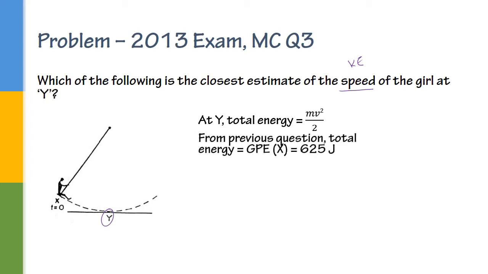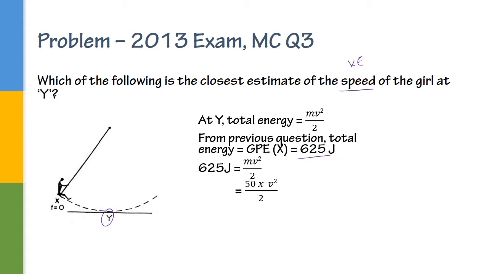kinetic energy. Now for the previous question, we know what the gravitational potential energy is at X, which is also where the total energy is to be found. We have already calculated the total energy of the system, which is equal to 625 joules. So that 625 joules is going to be equal to that mv squared on 2, because they're both at our highest energy points and they're both going to be equal to each other.